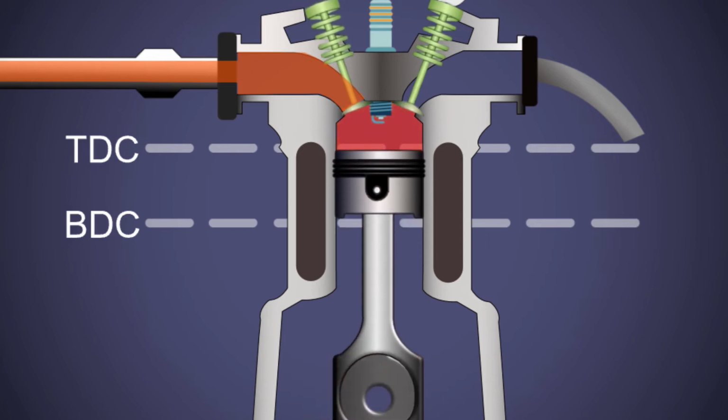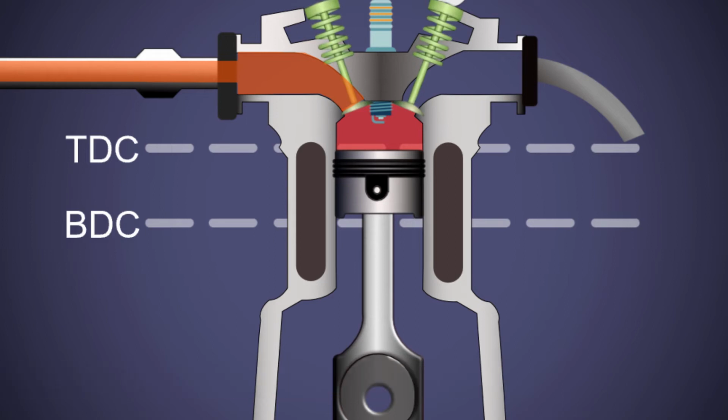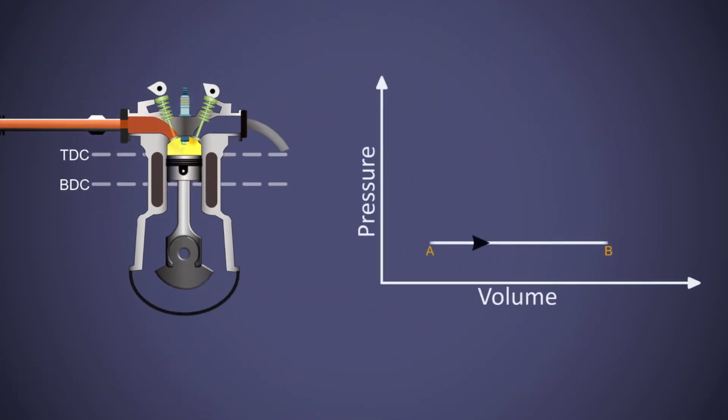The cylinder is isolated from the surrounding atmosphere, or the air-fuel mixture inside the cylinder is not interacting with the surrounding. This state is known as adiabatic state. So, the air-fuel mixture undergoes adiabatic compression. This process is represented as curve BC on the graph. This is stroke number 2.